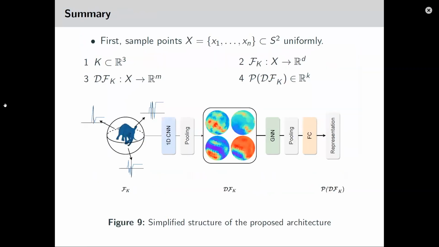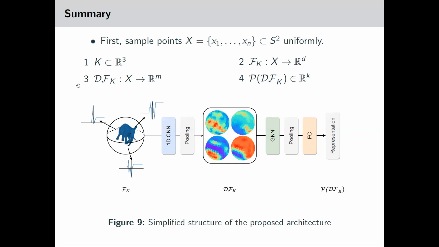Okay, let me summarize what we have discussed so far. First, we sample points as uniformly as possible on S2 here. And let's say we have a simple complex K. And then we construct this function fk using the Euler curve transform. Actually, this function was originally defined on S2, but we discretized the function. So we have this function from X to RD.